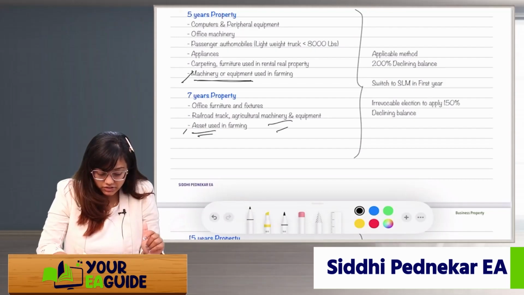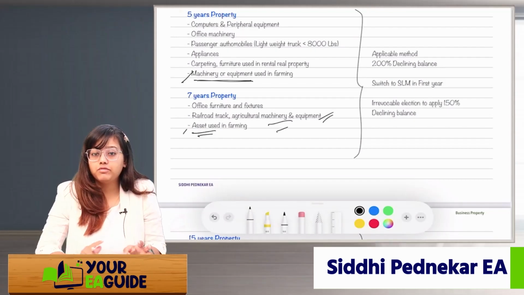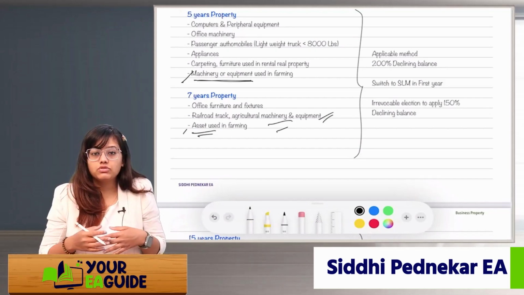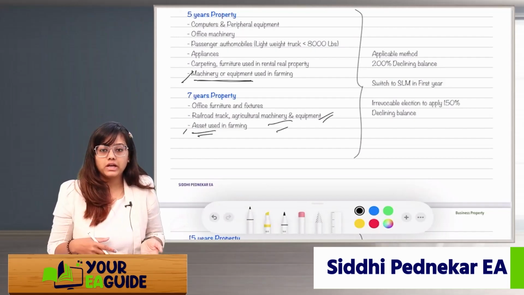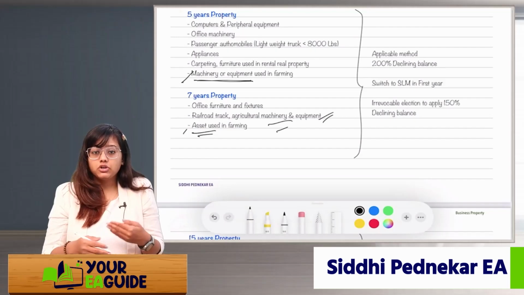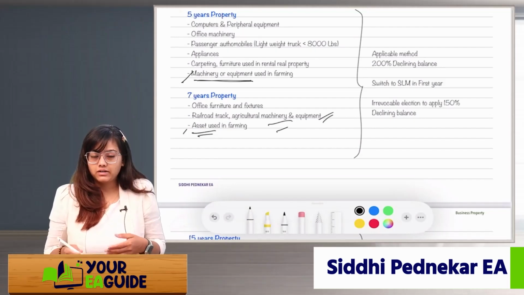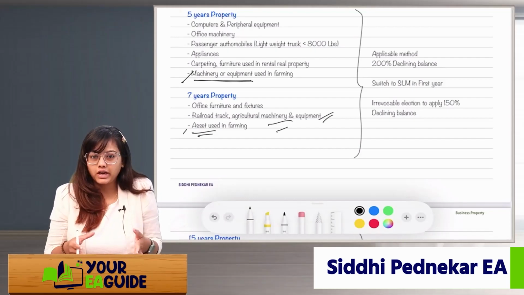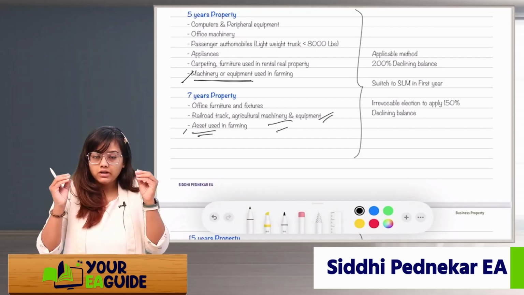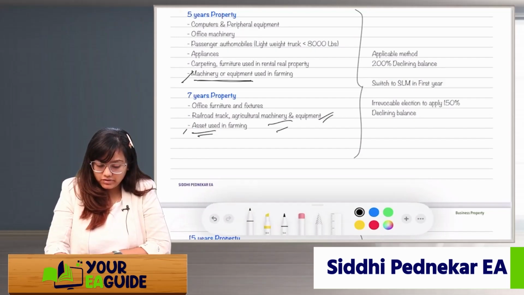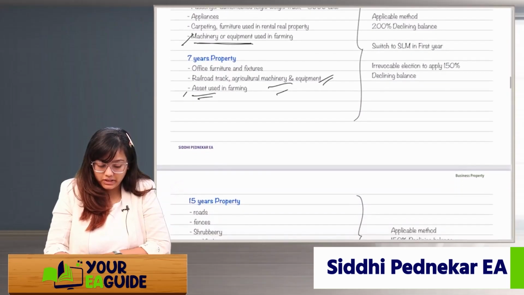And here agriculture machinery and equipment means what? Apart from farming, just remember one word. If it's used in farming, just directly take 5 years. If it's not used in farming, but for any other ancillary activities, not the core farming activities, like grain sorting machines, so that is not directly related to farming. Those types of assets will be allocated as 7-year property.